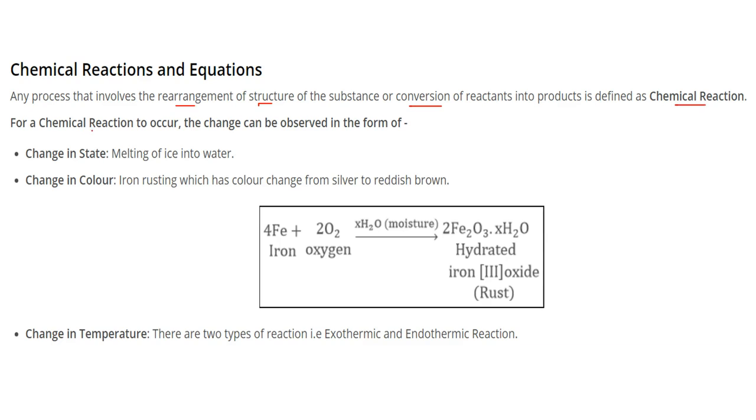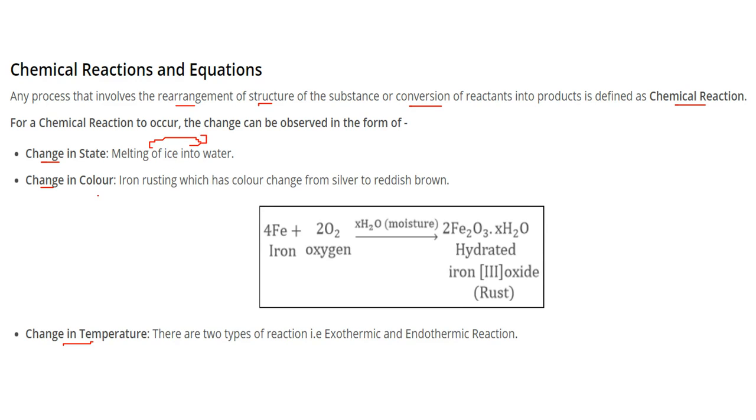For a chemical reaction, there are certain changes which will be observed, that is the change in the state, change in the color, change in the temperature. For example, change in the state, because we know there are three states: solid, liquid, gases mainly. Melting of ice into water, this is also a reaction. I'll tell you whether it is a chemical reaction or not.